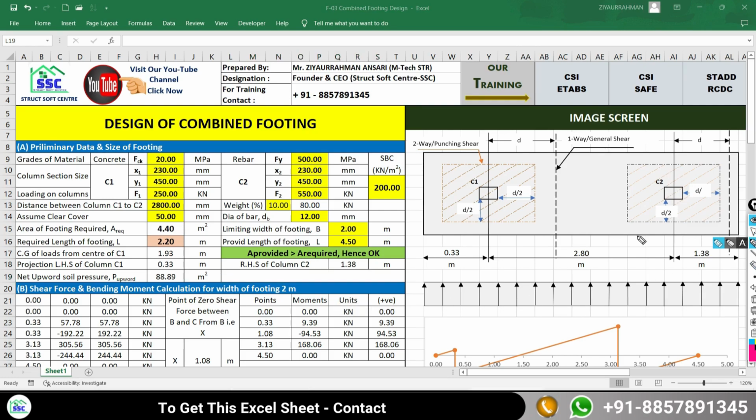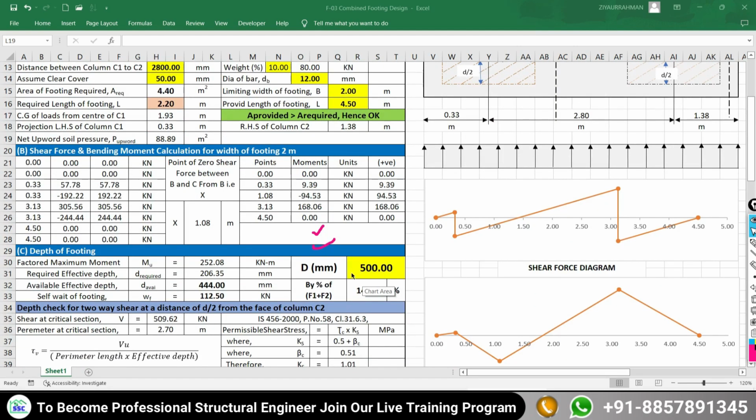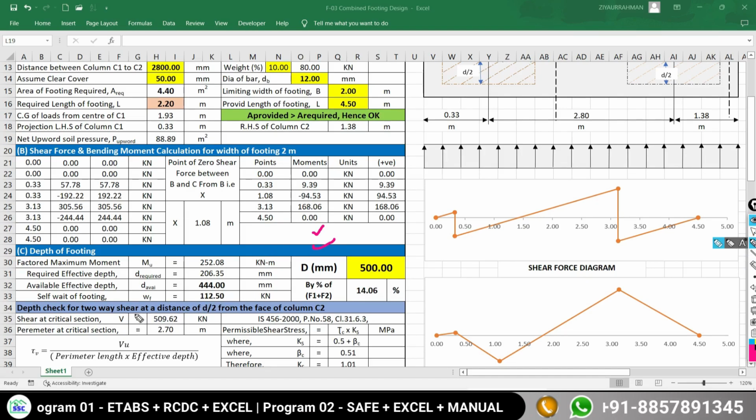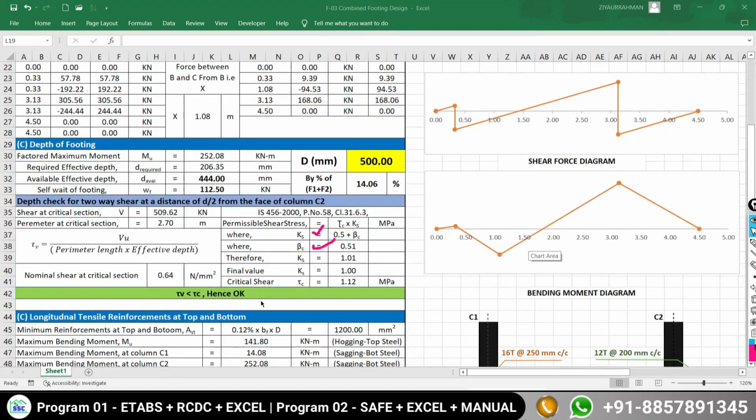In the first step, we will find out the dimensions of your combined foundation, as the width of the footing and the length of the footing. Thereafter, we will find out the overall depth of your combined foundation. And then we will go for the checks for one-way shear and two-way shear to make sure that your provided depth is safe or not.